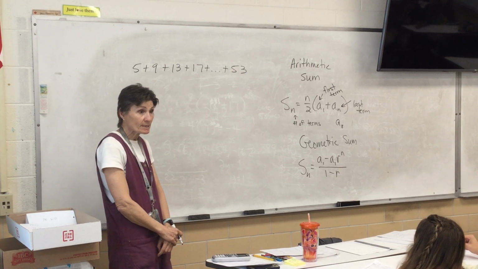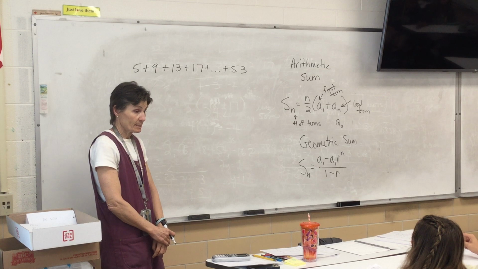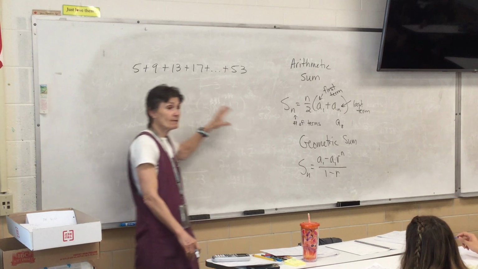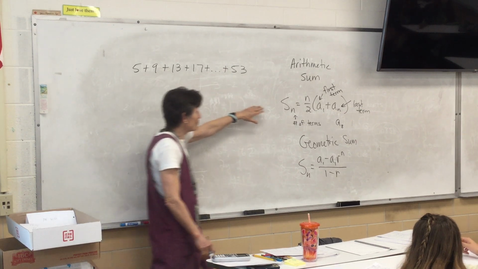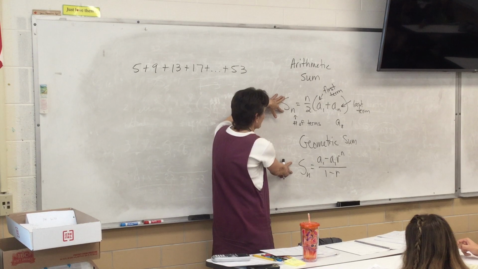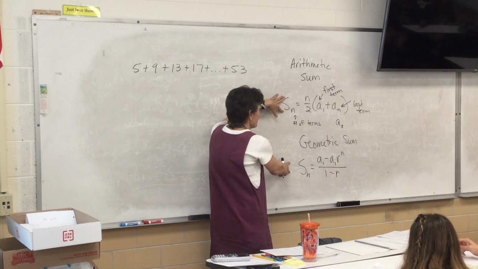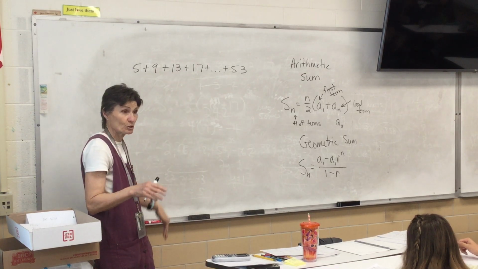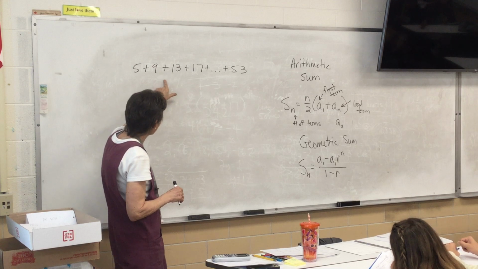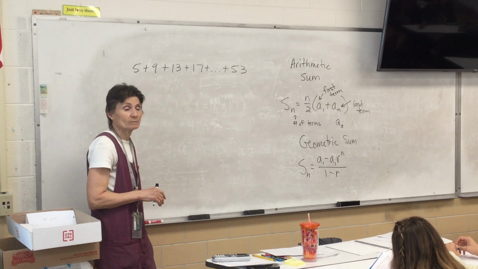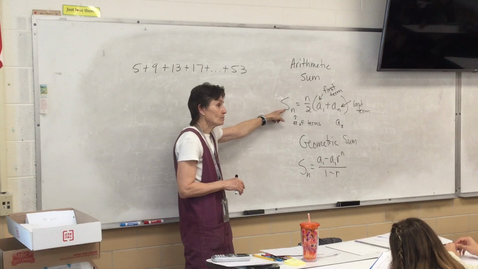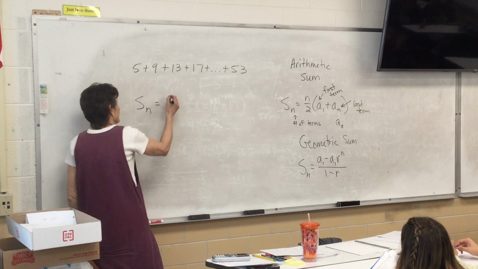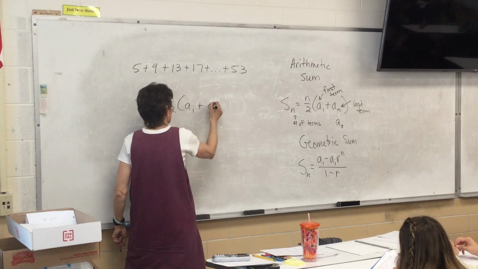What's the first thing you gotta decide? Is it arithmetic or is it geometric, right? If you're adding, you know you're gonna use your add formulas. These are your sum formulas. But you don't know which one to use until you've decided if it's arithmetic or geometric. So look at the terms, what's happening? Adding 4. We're adding 4. If we're adding 4, we're using this formula. So S sub n equals n over 2, first plus last.